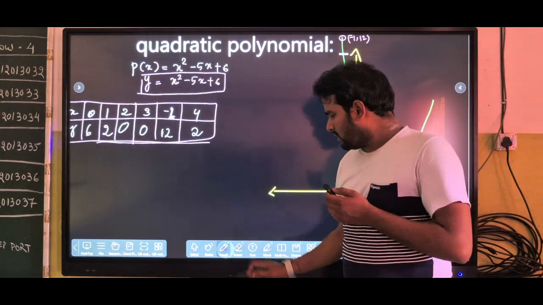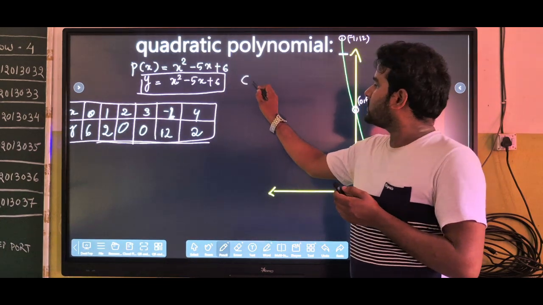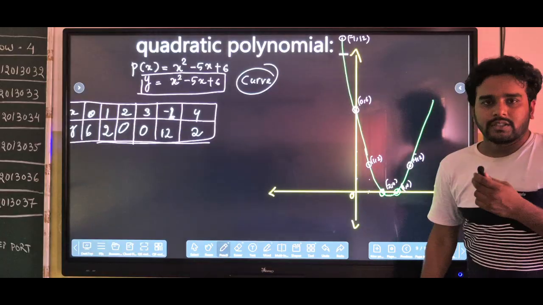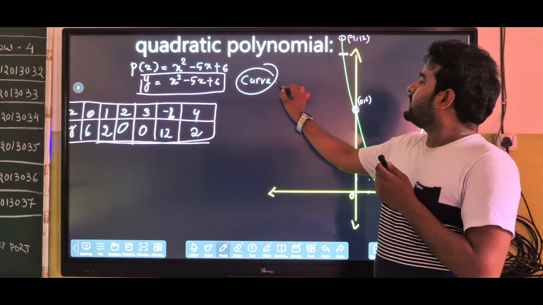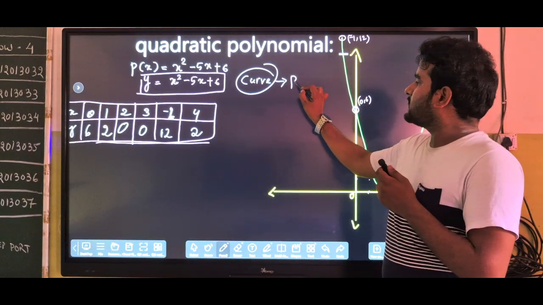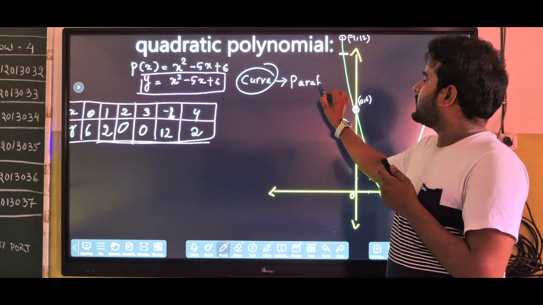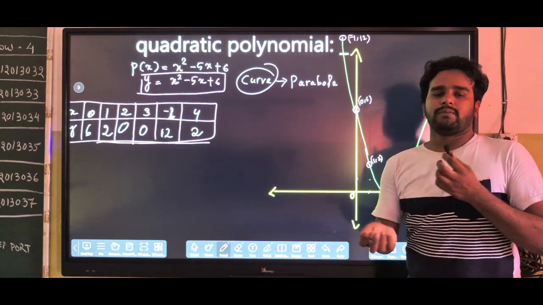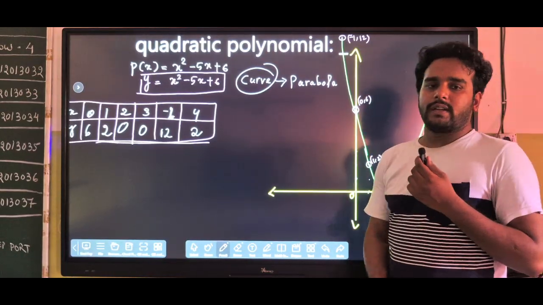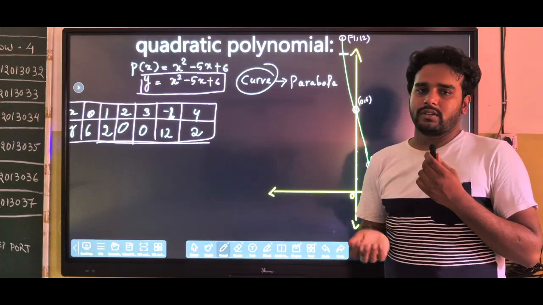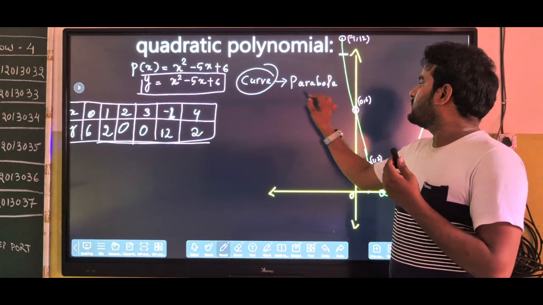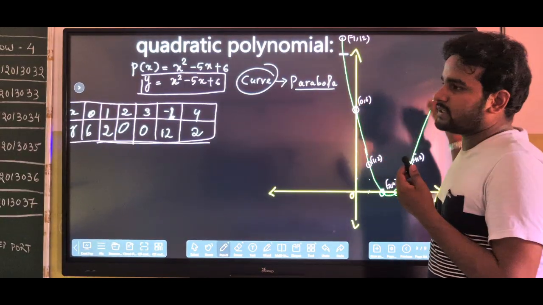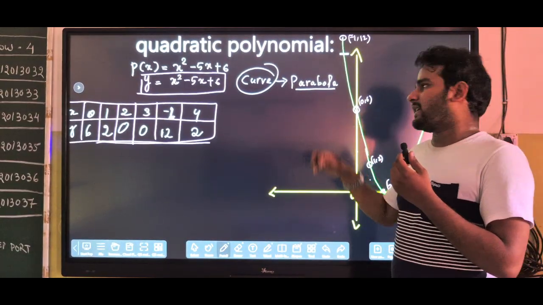Okay, so this is a curve. This is not a straight line. It has a special name, and the name of that curve is parabola. In higher classes you will understand parabola, hyperbola, ellipse, circle, many higher concepts in class 11. Let us only know that this shape of the graph is known as a parabola.